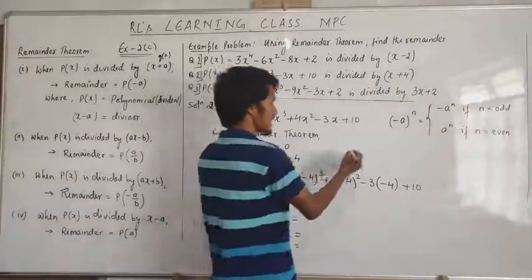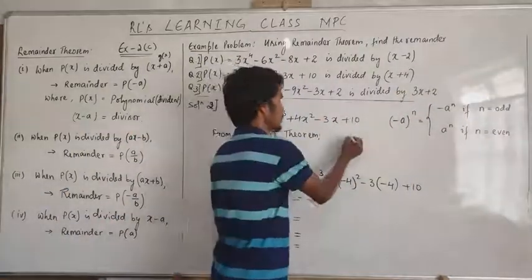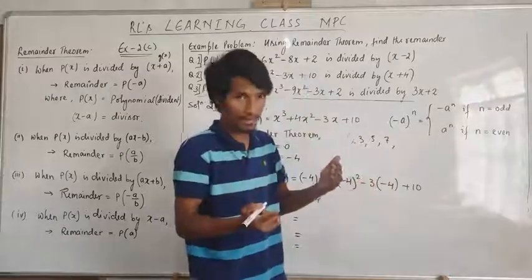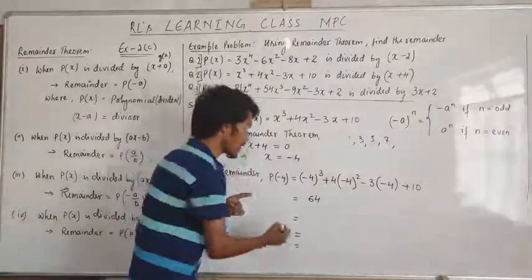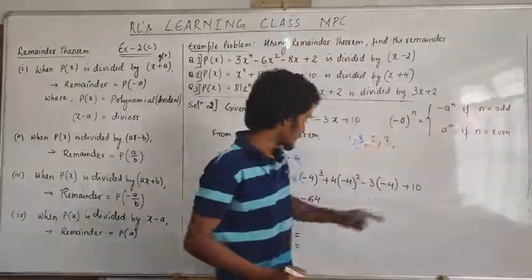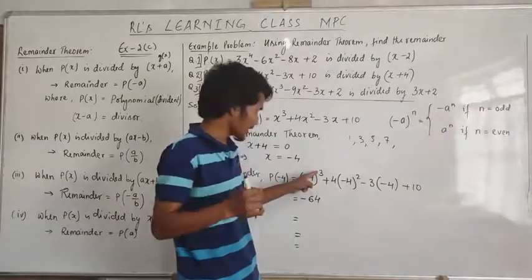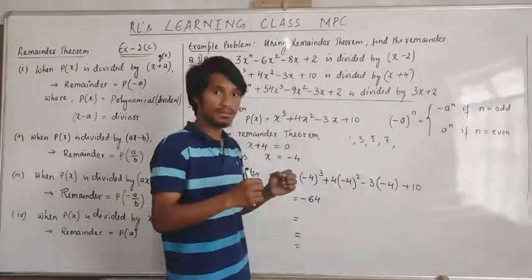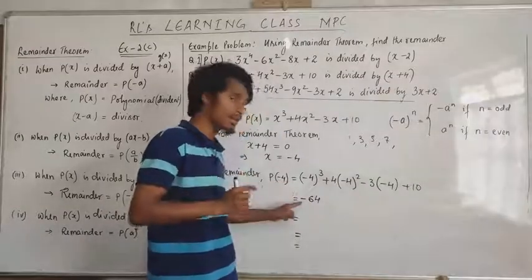Look, when the power is 1, 3, 5, 7, these are all odd numbers, then the minus will always appear here. n is odd. When the powers are odd numbers, here 3 is odd. Then if n is odd, the minus does not disappear, the minus will remain there.